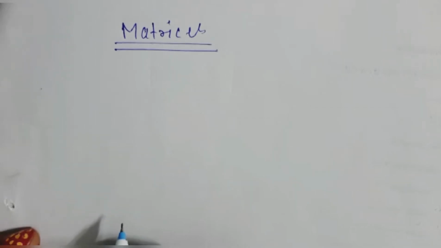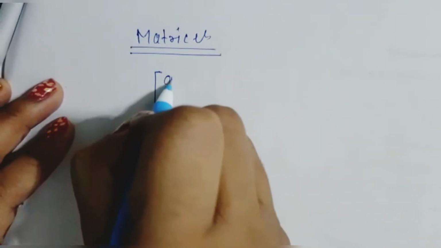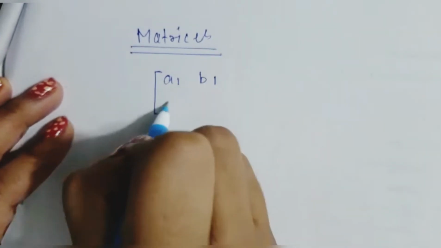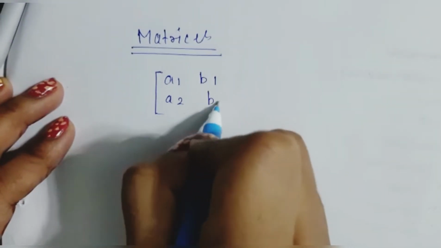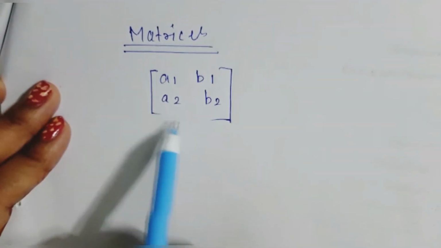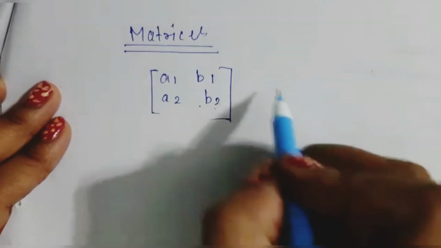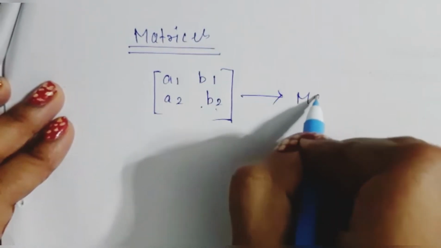The topic is matrices. Now, before starting this topic, first let us know what a matrix is. Suppose I am writing A1, B1, A2, B2. So here you see these are an array of elements. This array of elements is known as a matrix.